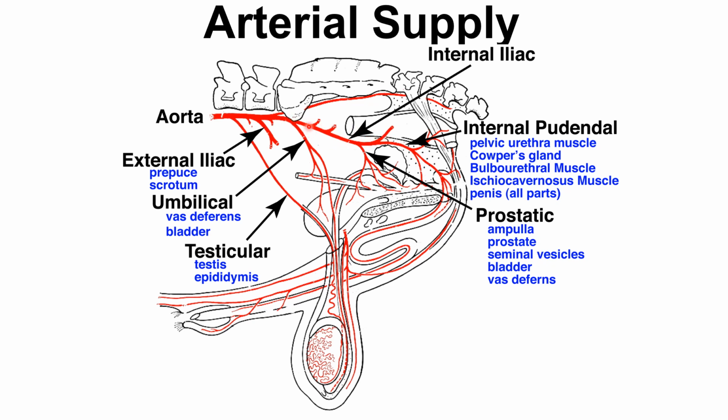The internal iliac breaks into the internal pudendal and the prostatic artery. The internal pudendal supplies the pelvic urethral muscle, Cowper's or bulbourethral gland, and the ischiocavernosus muscle, as well as the penis. The prostatic artery supplies the ampulla, prostate, seminal vesicle, bladder, and the vas deferens.